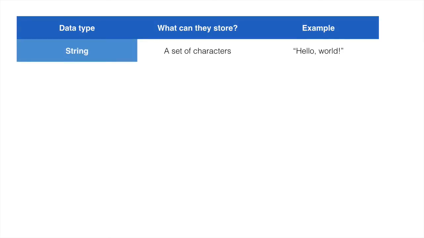Well, let's take a look at the data types, the names that we use in Java to define the type. What can they store? And give an example of a data type. The first one is a string. String is just a concatenation or a group of characters that are grouped together, essentially. For example, the words hello world and the comma and the exclamation mark all together. Between quotation marks, they make up a string in Java.